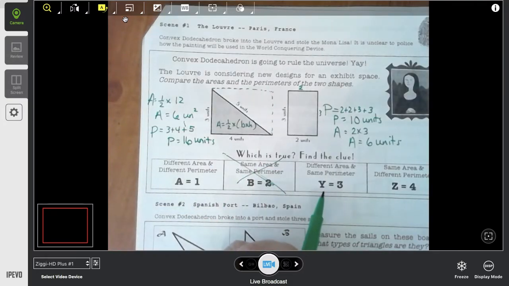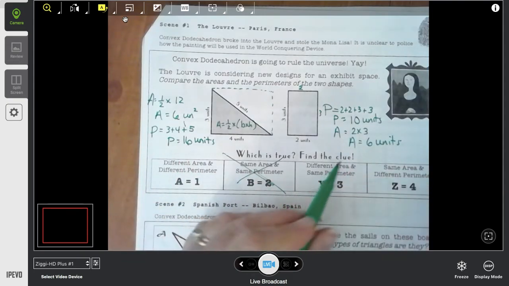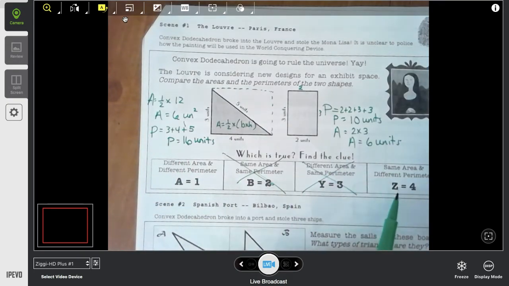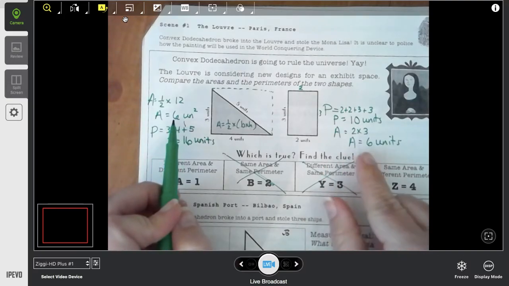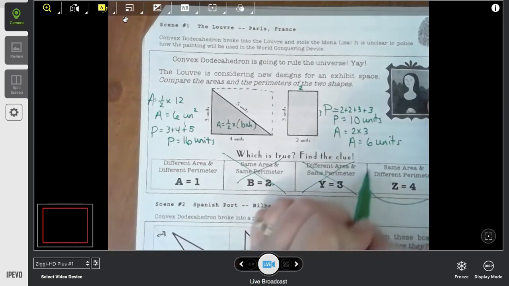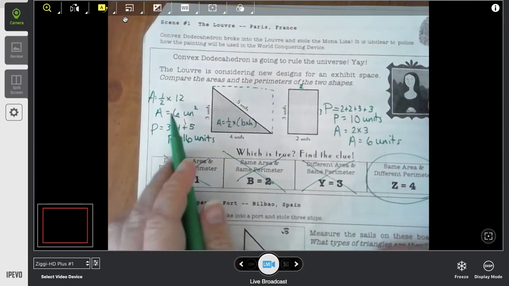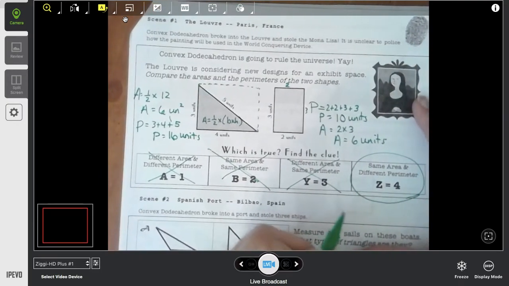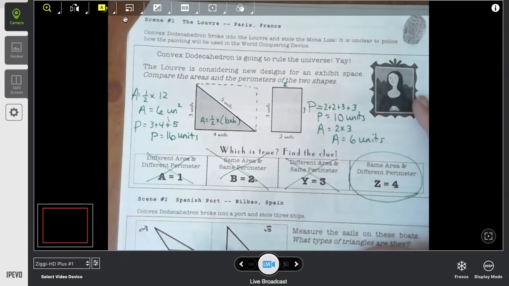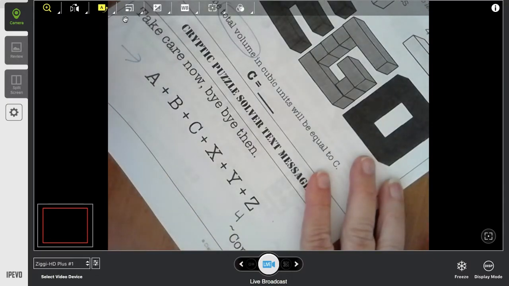Different area, same perimeter. Perimeter 10, perimeter 12. Nope, not same perimeter. Same area, different perimeter. Area 6, area 6. Perimeter is 10, perimeter 12. Different perimeter. This one's different because they both have an area of 6 units. So our first clue is Z equals 4. So I'm going to go to the back page where my clues are, and under Z, because Z equals 4, I'm going to put a 4.